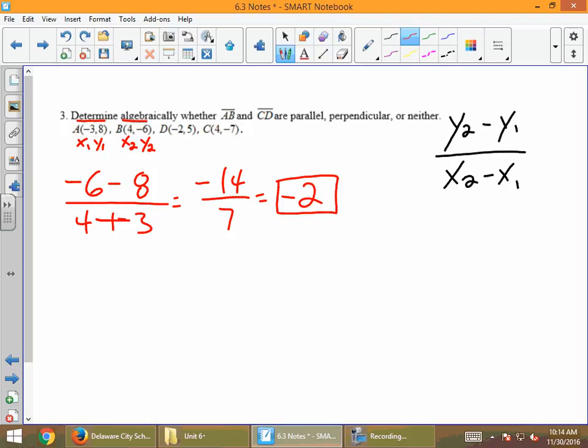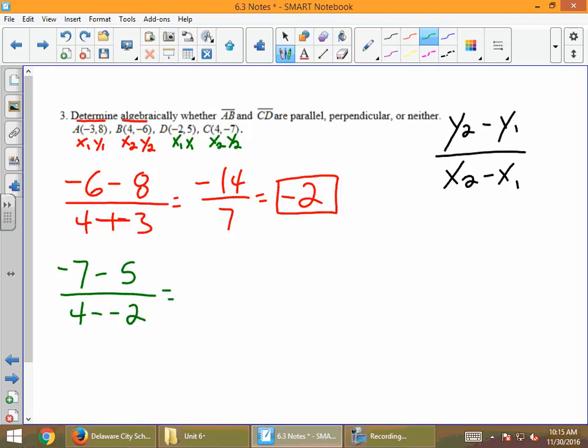Now that one. Again, parallel will be exactly the same. This next one I saw. Perpendicular, opposite reciprocals. And then neither. It's a bunch of different cases for that one. Let's try to see what DC is, or CD. And again, this is one where it doesn't matter what order you do. I'm just going to label them as they are to stay consistent. So x1, y1, x2, y2, and let's go. Y2 is -7 minus y1 is 5 over 4 minus -2.